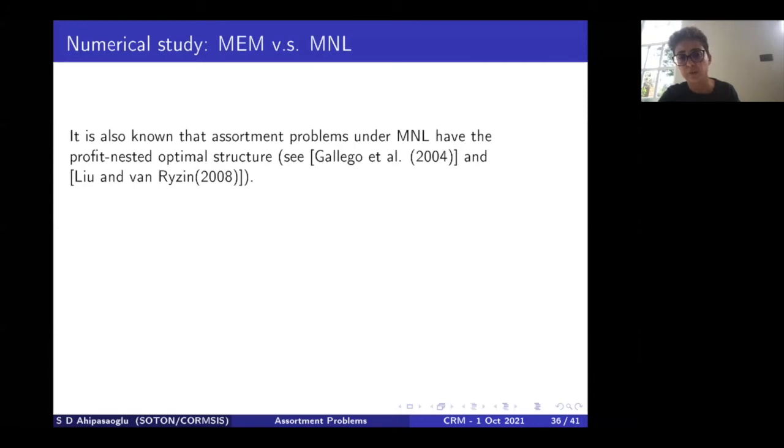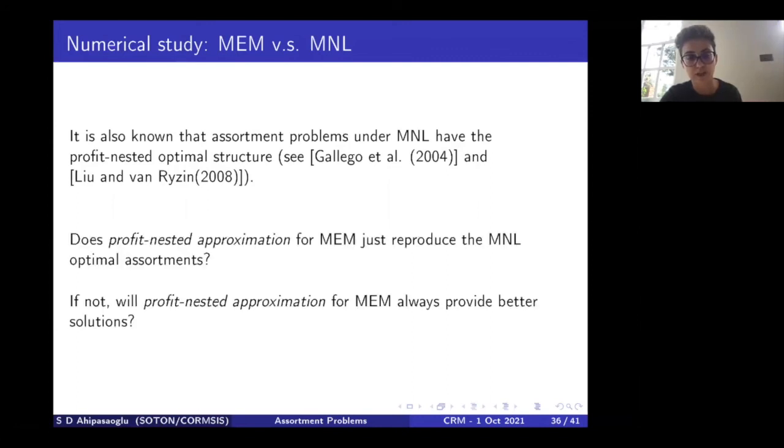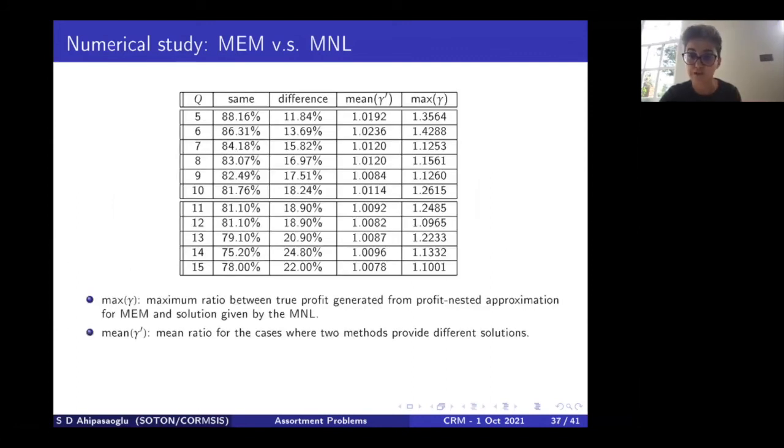The other thing is, of course, we've been talking about the revenue or profit nested optimal structure, and we know that this structure holds for the MNL model as well. And you may ask, why do I care about MEM? Do I really need to think about the MEM model? I'm going to show that actually thinking about the exponential marginal distribution, going to the semiparametric world, has some value.